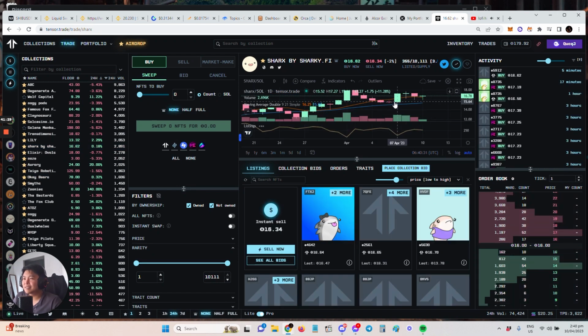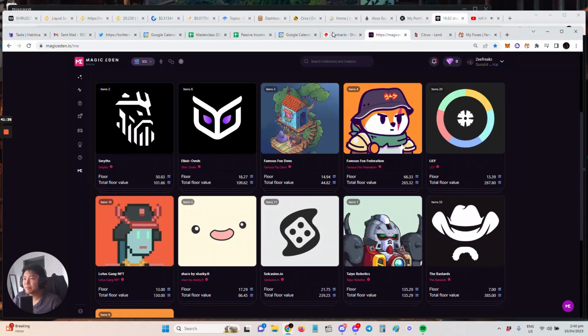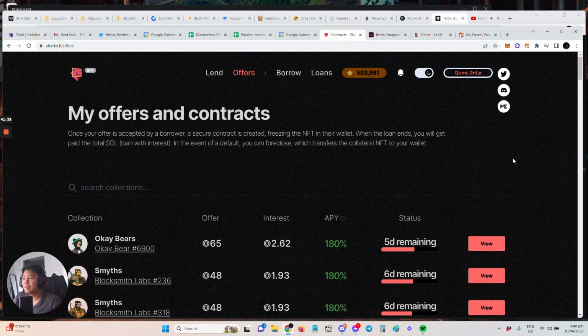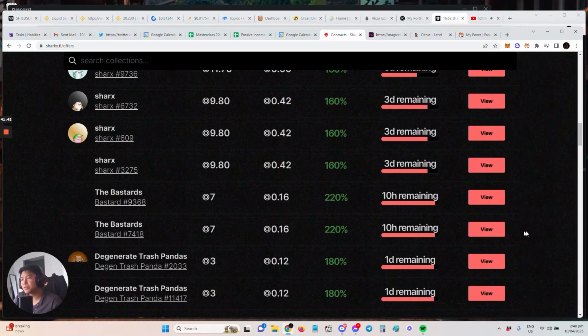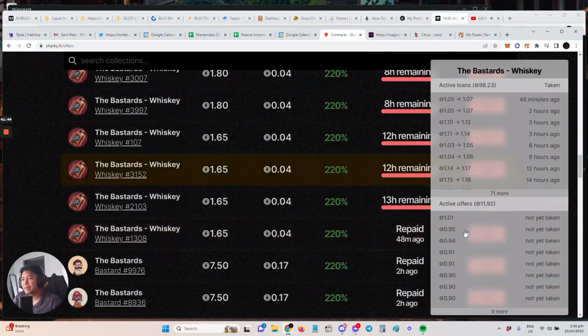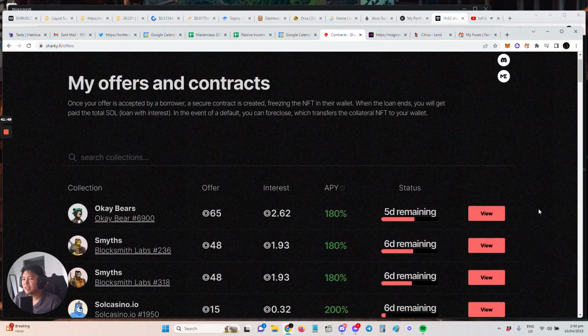Next is this one, Sharky. So Sharky, because I use their platform a lot, especially when I do my loans. So here, for example, if I go here, I do a lot of these loans in Sharky platform. I also do in FFF, but mas malaki talaga yung volume here in Sharky, in the Sharky platform.